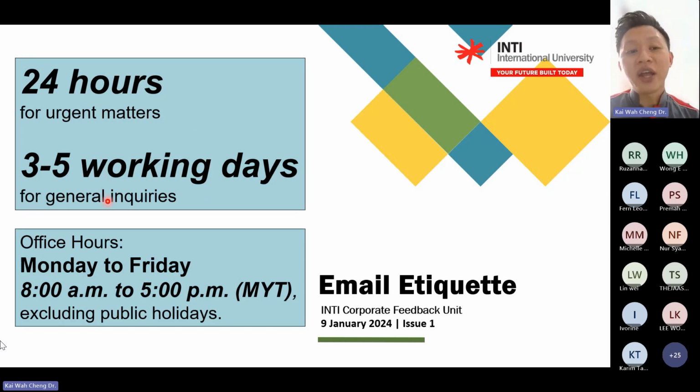And then for general inquiries, 3 to 5 working days. This is the guideline given by the INTI Corporate Feedback Unit. So we will try our best to comply with this timeline. Same goes to you. So I hope everyone can be more patient according to this guideline. Definitely, we will try our best to get back to you within this stipulated duration.